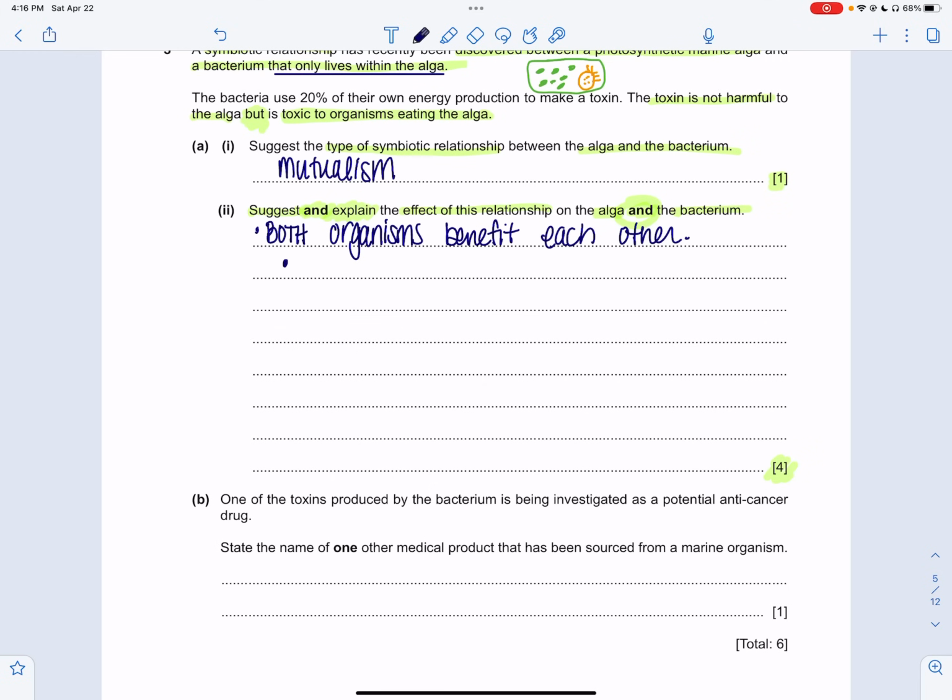All right, and so we can start talking about what the toxin or what the bacteria is going to do and its toxin. The toxin, and this is from the bacteria.